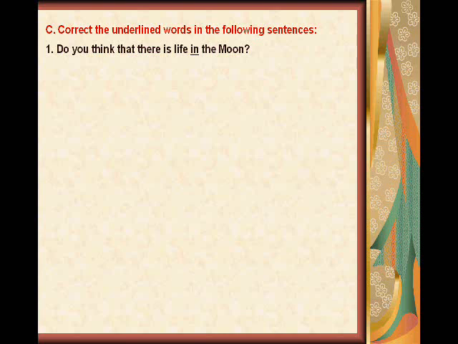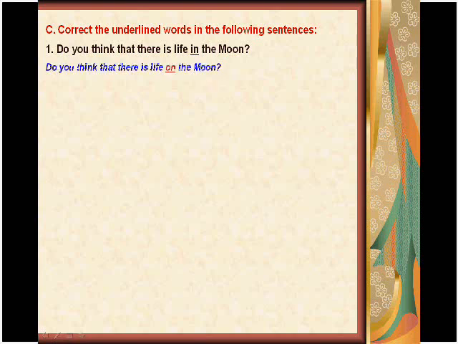So number 1, do you think that there is life in the moon? Of course, here they told you in is wrong. How to correct it? What should I do in order to correct it? This is very easy, okay? Don't worry at all. So can I say, do you think that there is life in the moon? Can I say in the moon? Does it make sense? No, I should say on the moon.